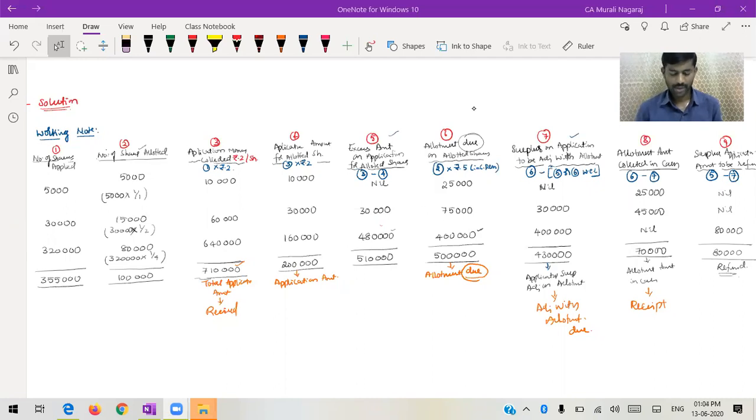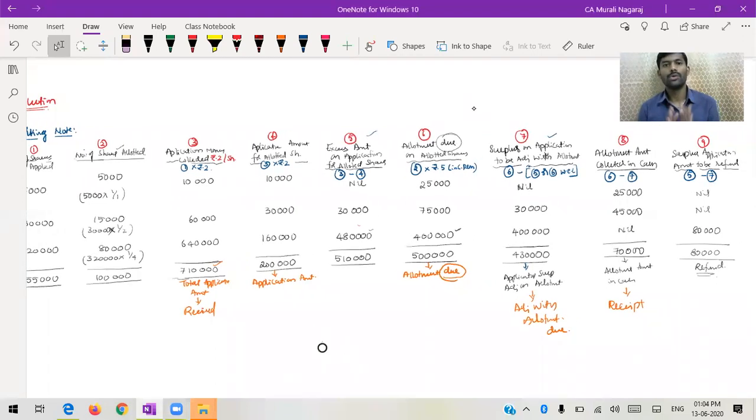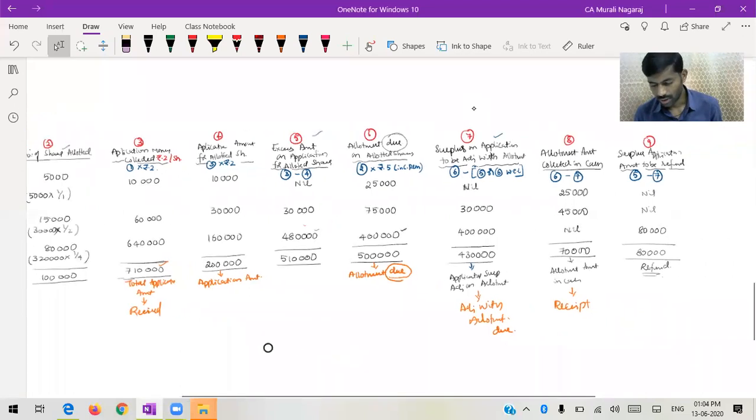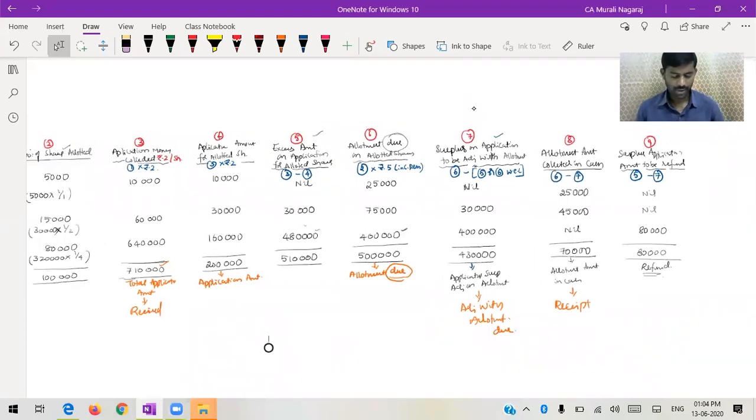Next, entry number 2. So what entry did we pass? Bank account debit to share application. Correct? Now, before we go for allotment, whatever allotment amount is there, that alone I have to reserve. If any excess is there beyond that, I have to refund. Now look at column number 8. What is the refundable amount? 80,000. So let us refund first. Then only we go for allotment, because whatever amount is required for allotment, that alone I have to keep. Otherwise, I have to refund. Because if you don't refund, then interest on the application amount will be called for.